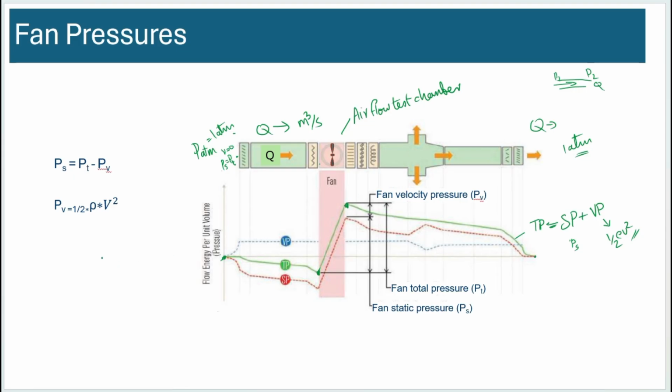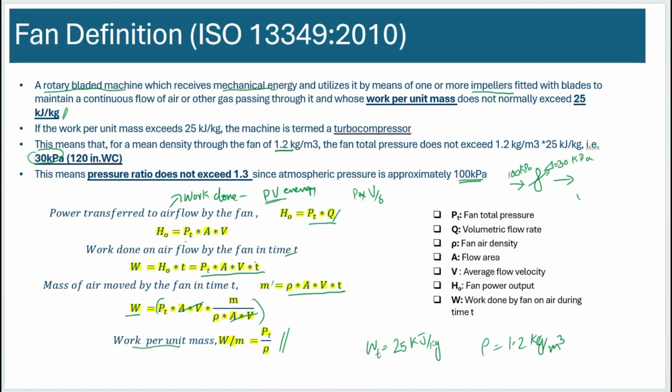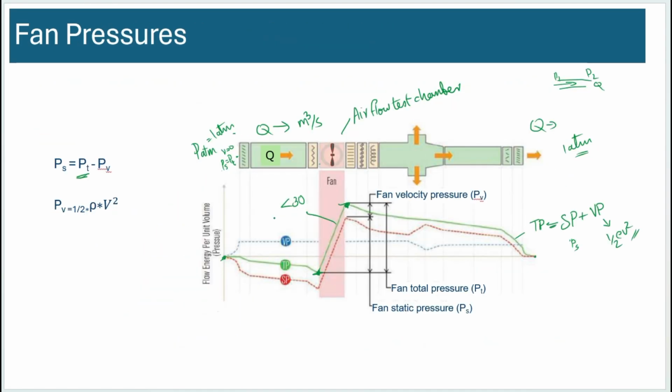Now, the fan total pressure, P total, is different from all the P total here, or the TP. P total is defined as this difference, okay? This jump. You see this jump here? This jump has to be less than 30. What was the number we looked at here? Has to be less than 30 kilopascals, okay, for it to be considered a fan. And typically that's too high of a number.